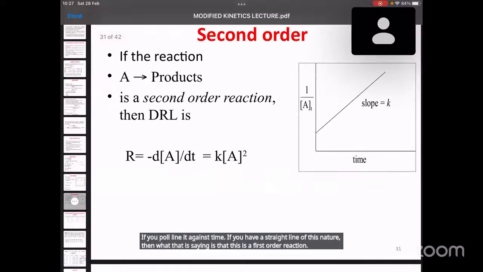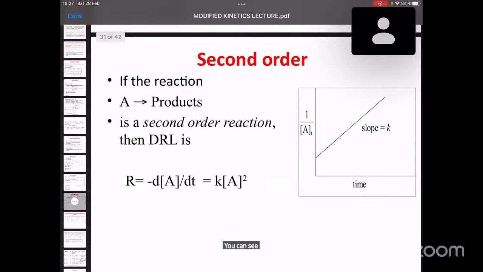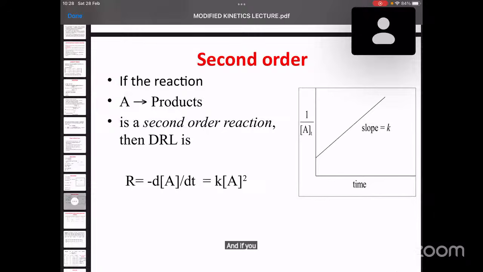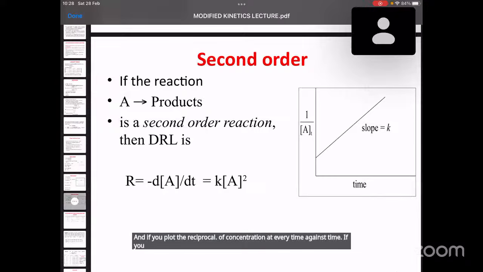The same thing goes for second order. For second order, you do the same thing that we did for zero and first order. Then you will also have your integrated rate equation. And if you plot the reciprocal of concentration at every time against time, and you get a straight line of this nature, that means the reaction is a second order reaction.